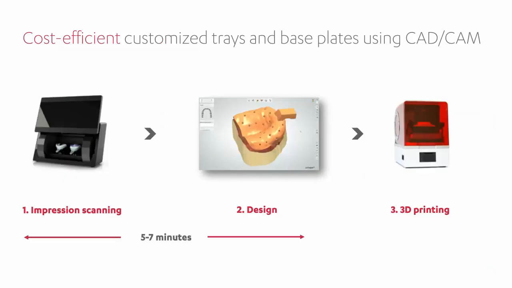Let's get going on the first indication here. We're not going to spend much time on trays, but trays is really an overlooked indication. You can do an impression scan. You don't pour the models anymore. You just do an impression scan, and you can design a customized tray, and it all takes 5 to 7 minutes. A lot of people are also doing not just trays, but also base plates for the wax rim. And of course, all these are printed on low-cost 3D printers. 200,000 cases. This is not just a dream. This is very, very real.